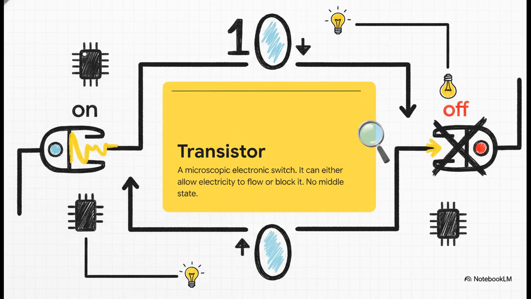Well, it uses this incredible little invention, the transistor. The easiest way to think of it is as a microscopic light switch. It can be on, letting electricity flow, or it can be off, blocking it. There's no dimmer, no in-between state. And your computer's brain, the CPU, has billions of them.